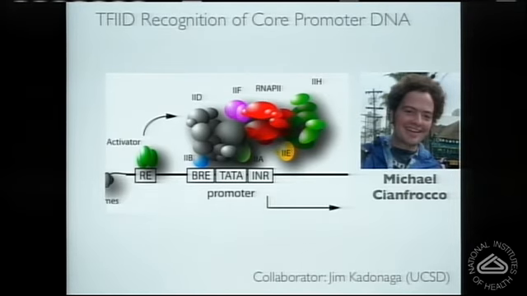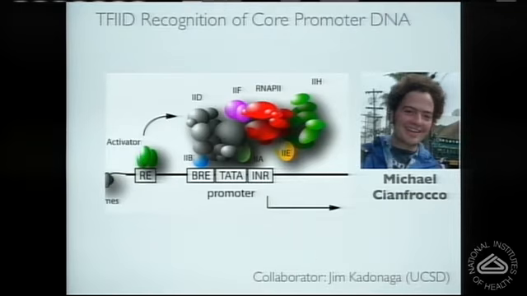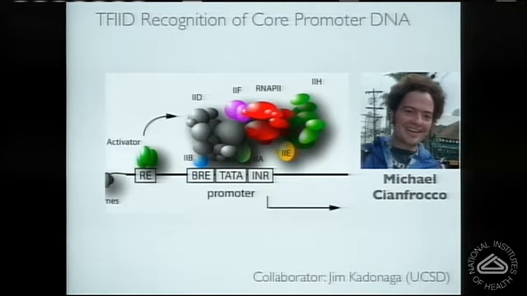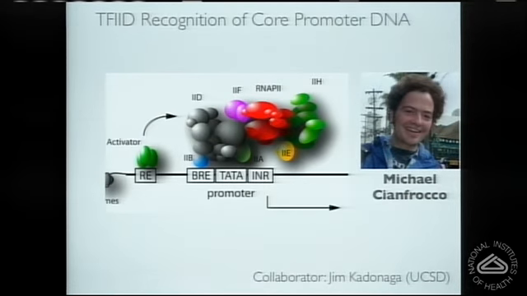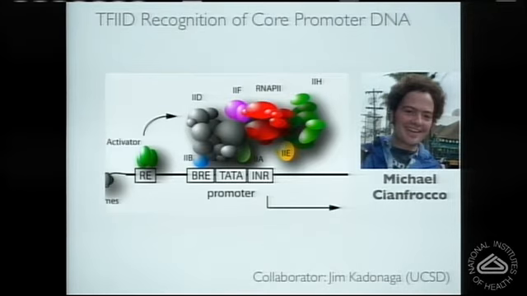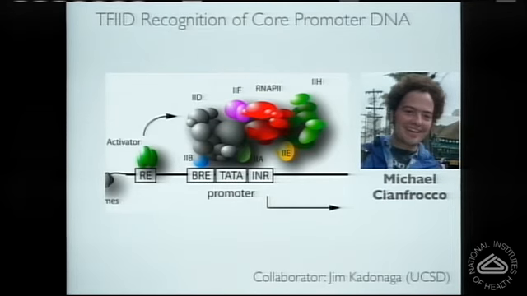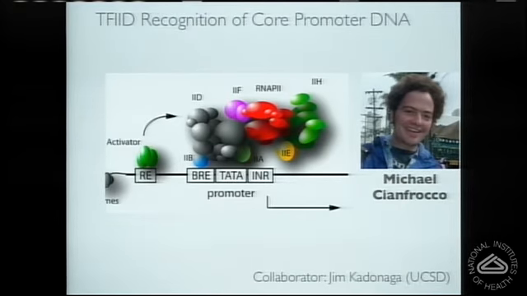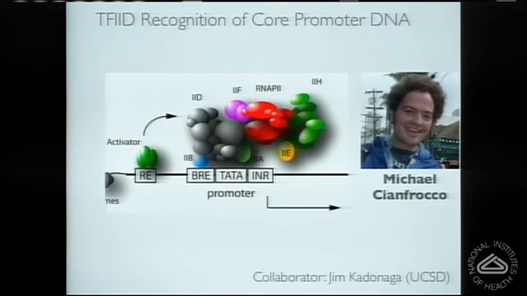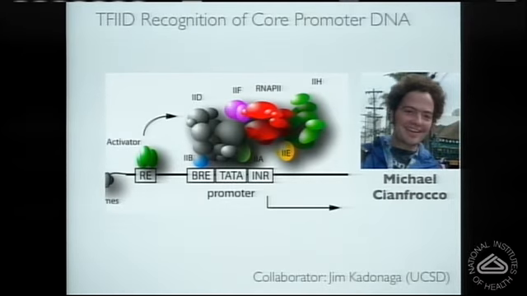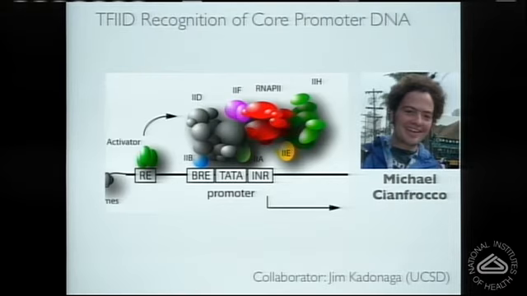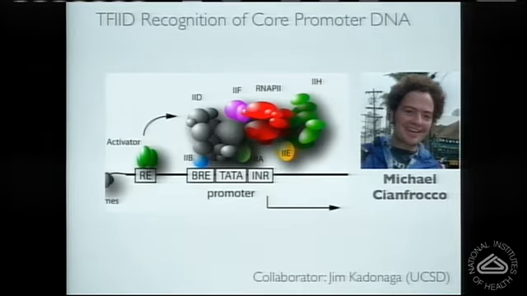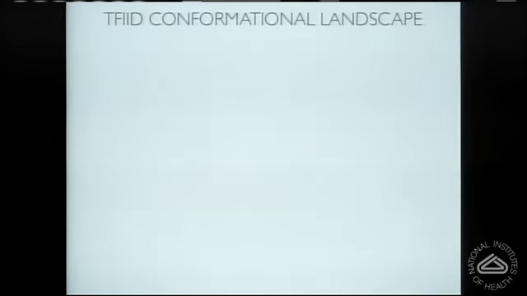So the first story, concerning TFIID core promoter recognition, was the work of Mike Cianfrocco, a graduate student in the biophysics program at UC Berkeley who is now a postdoc at Harvard. It's a collaboration with Jim Kadonaga, whose lab generated a super core promoter that combines most of the known core promoter sequences into a single core promoter, which has increased the affinity of TFIID for the promoter and also results in transcriptional activation.